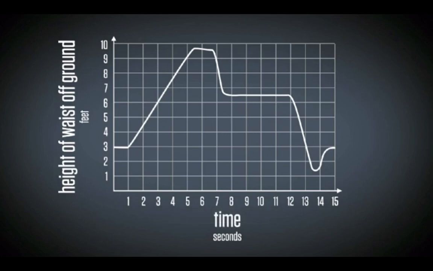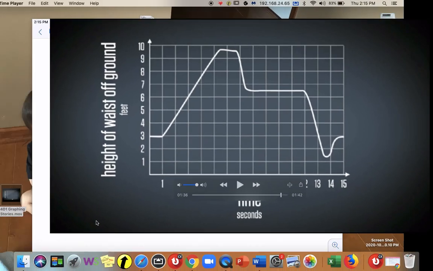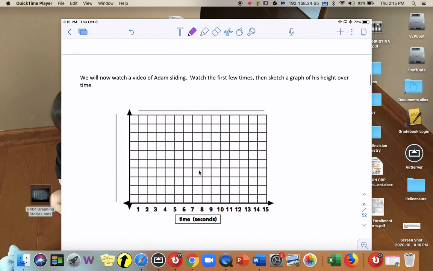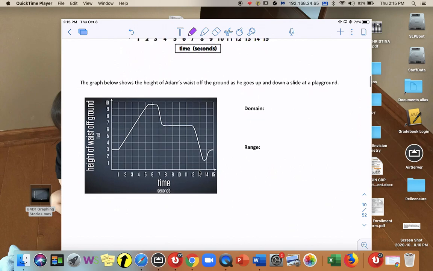And again, there's many pieces to the graph that we'll study. We'll look at the independent variable, the time, the dependent variable, the height of his waist above the ground. We can talk about a domain and range for this, and I wonder if it asks that. Yes, okay, yes it does. So let's take a look at that in our packet right here. Okay, so again, it asks you to do that. Oh, look, the graph is right there, so maybe some of you figured that out.